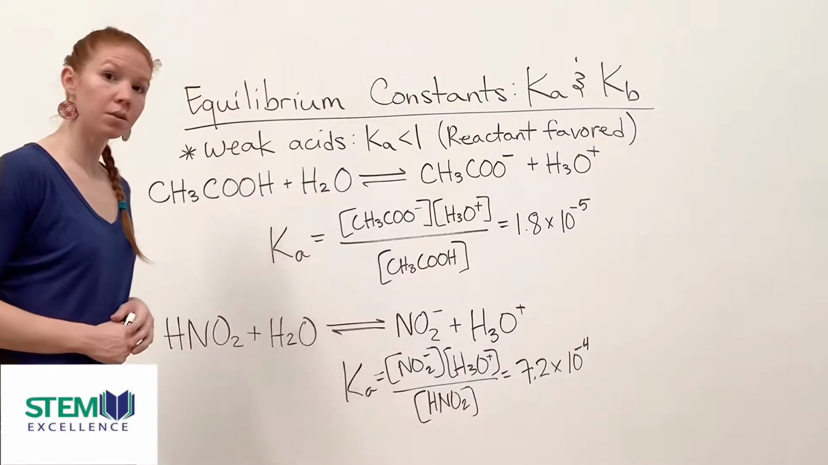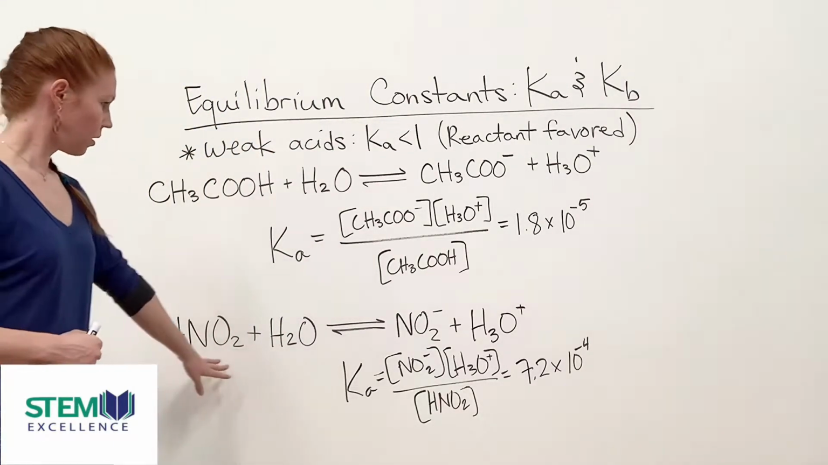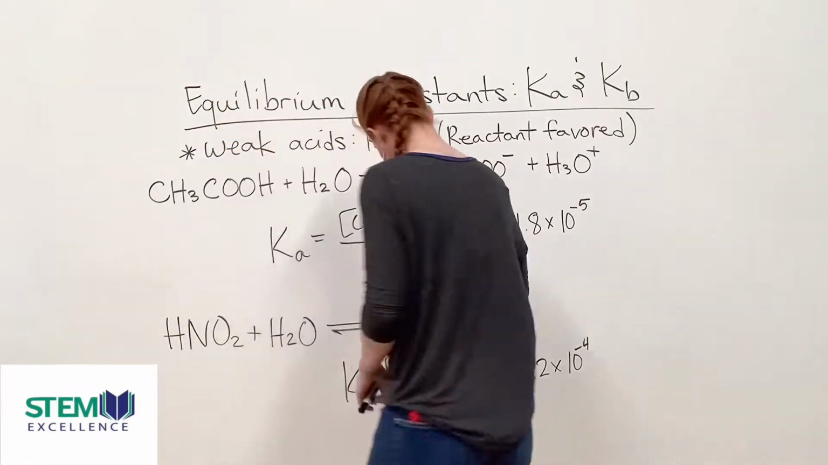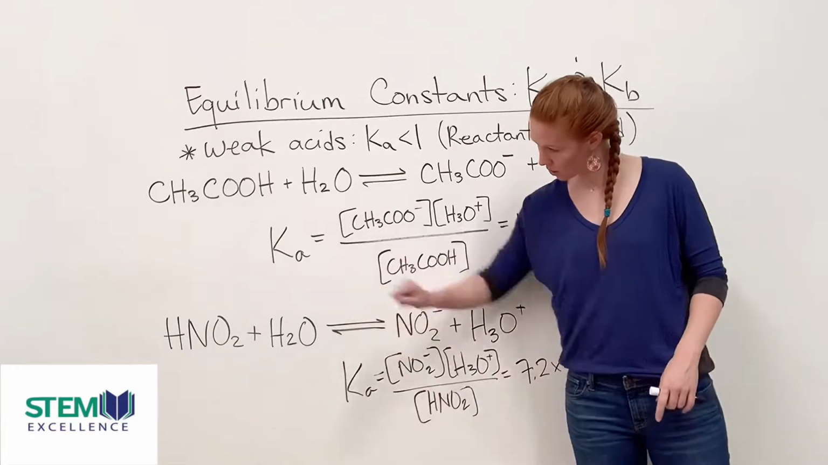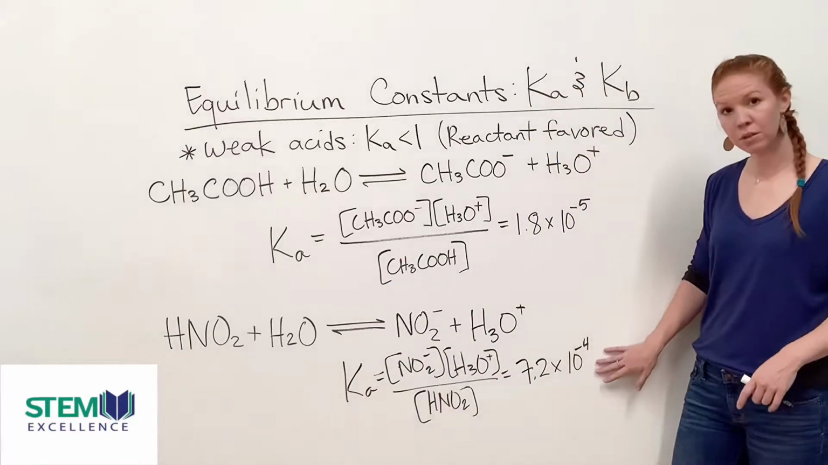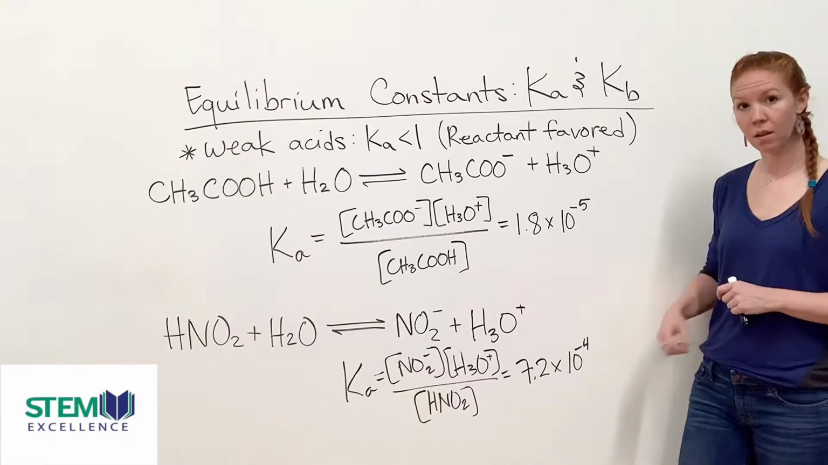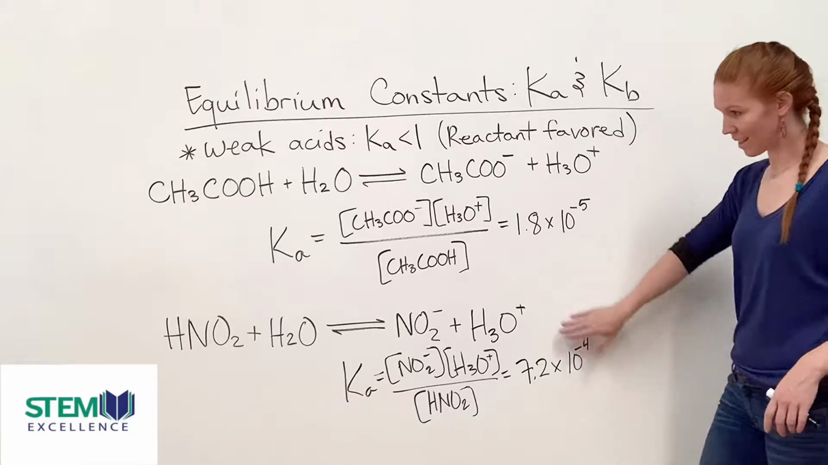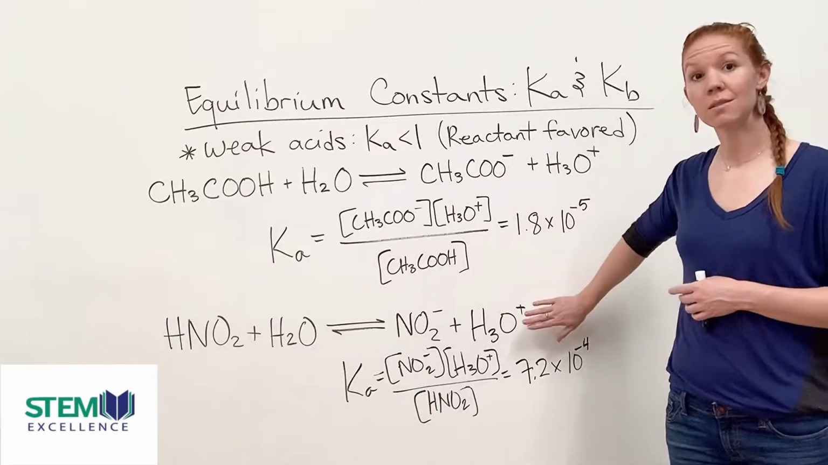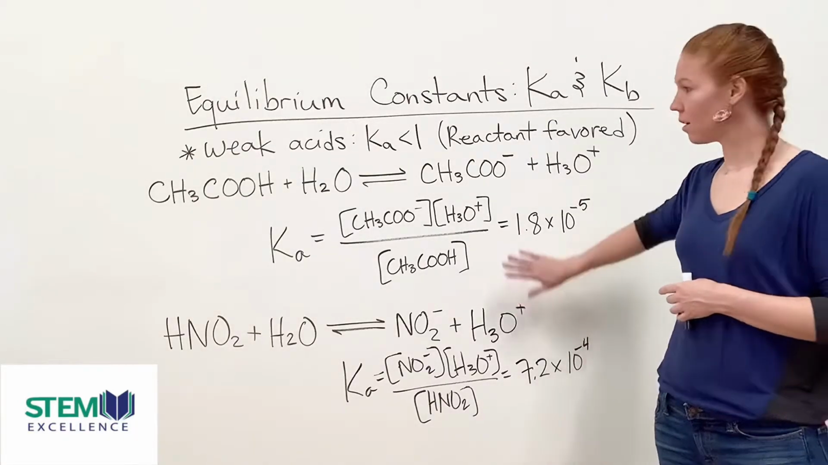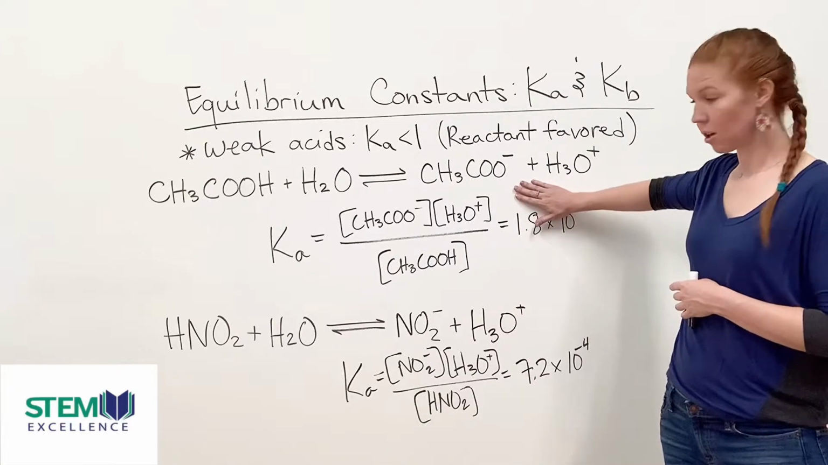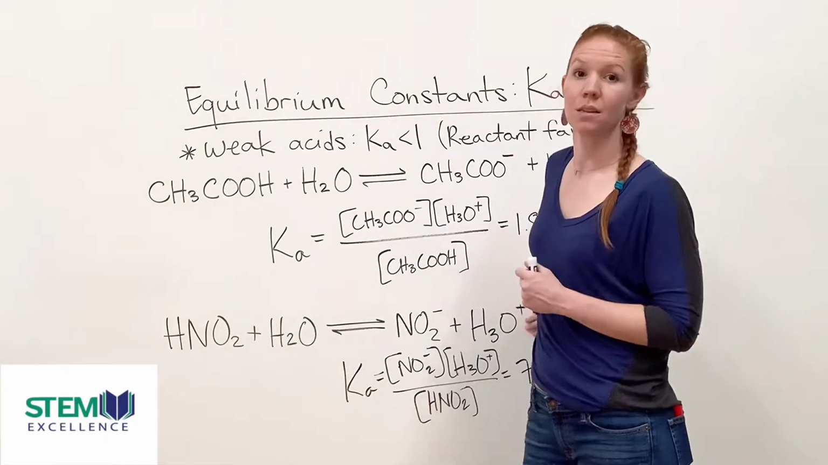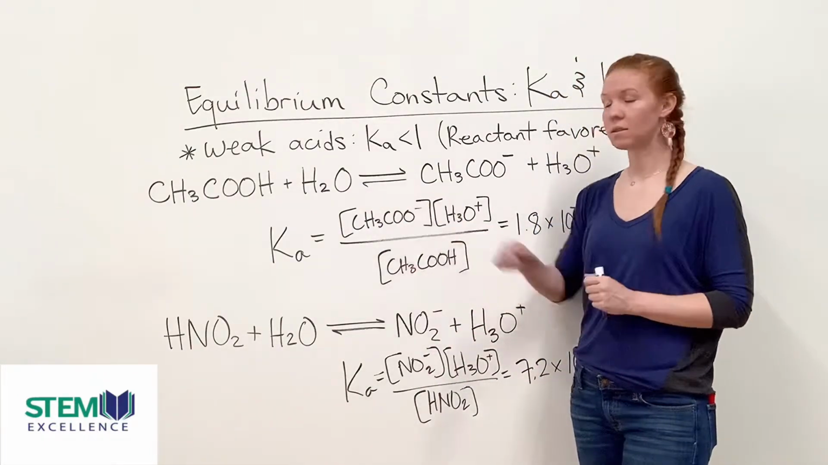If we compare that to nitrous acid, the Ka expression is going to again be the products over the reactant. And this value is 7.2 times 10 to the negative fourth. Well, this value is greater than this value. So this tells us that this reaction for nitrous acid is less reactant favored than this reaction for acetic acid. Because it's less reactant favored, that tells us that nitrous acid is a stronger acid than acetic acid.